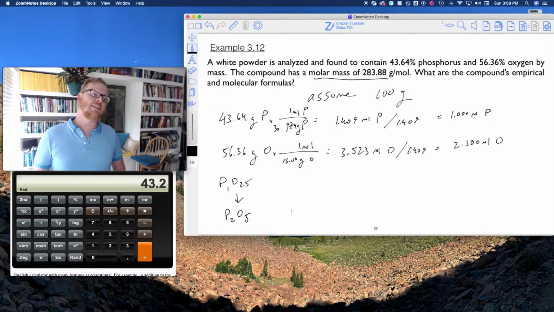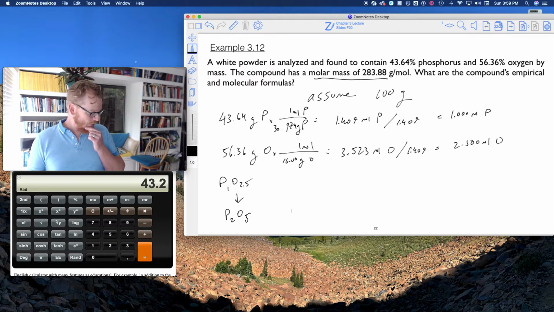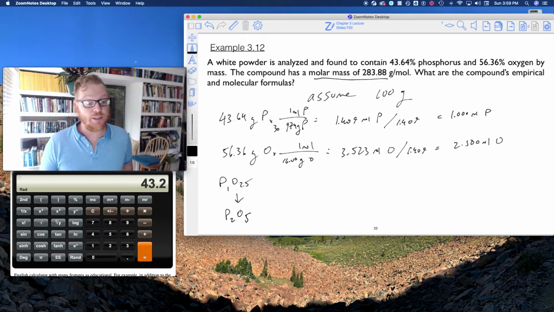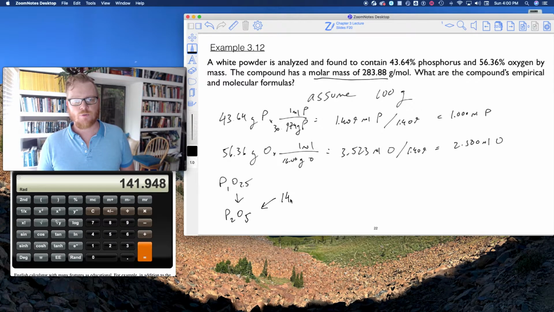But now, is this the molecular formula or is it the empirical formula? Okay? So the way I find out is by calculating the molar mass of this. So the molar mass of P2O5 I can calculate by saying 2 times the mass of phosphorus plus 5 times the mass of oxygen. So that's 30.974 times 2 plus 5 times 16, oh, this comes out to be 141.95, let's say, grams per mole.